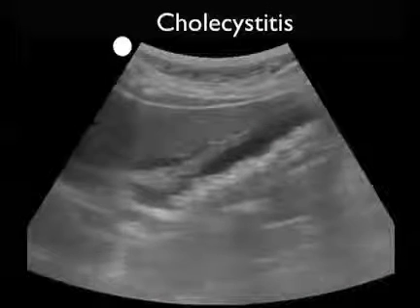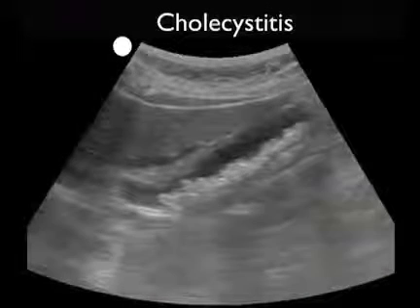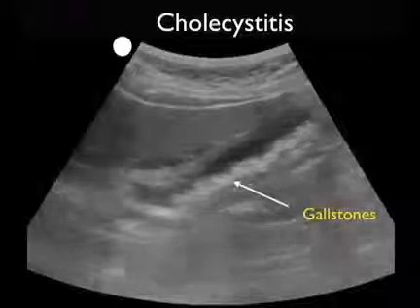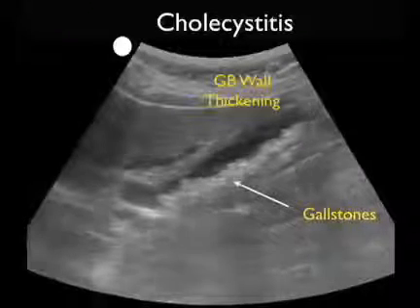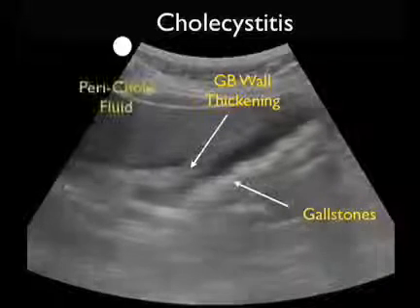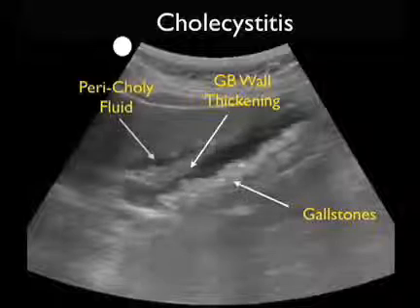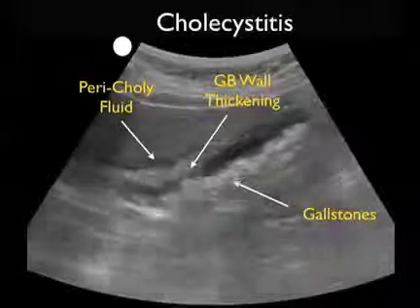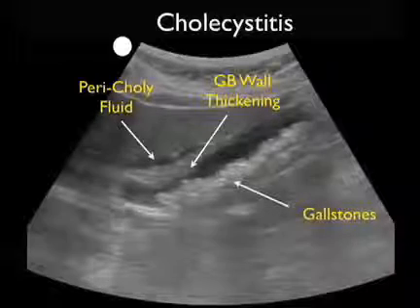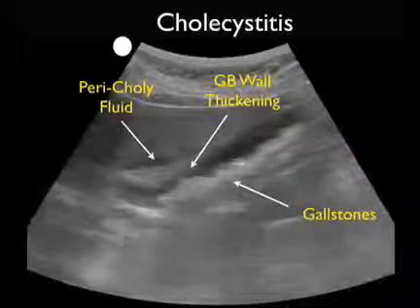Here's another patient who presented with right upper quadrant pain and fever and had a great deal of pain when I pushed the probe into the right upper quadrant, consistent with a sonographic Murphy's sign. Notice the large amount of gallstones layering out along the back wall of the gallbladder, thickening of the anterior wall, and the presence of pericholecystic fluid, all consistent with acute cholecystitis.